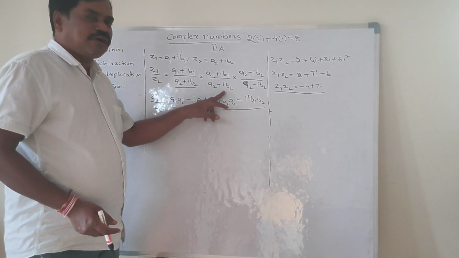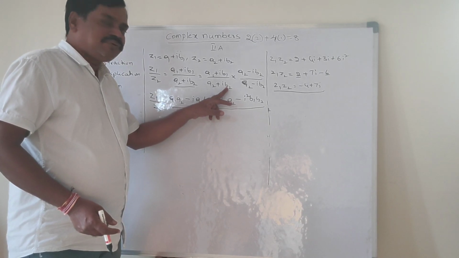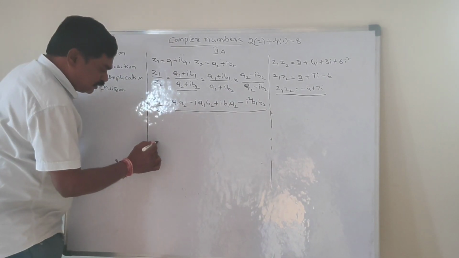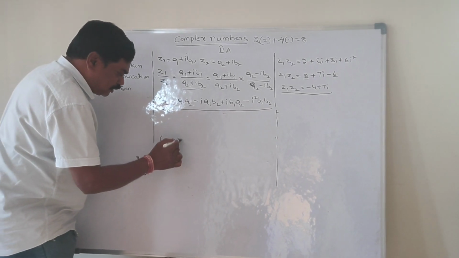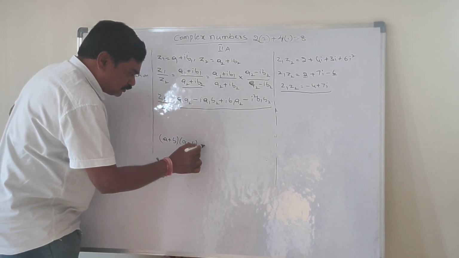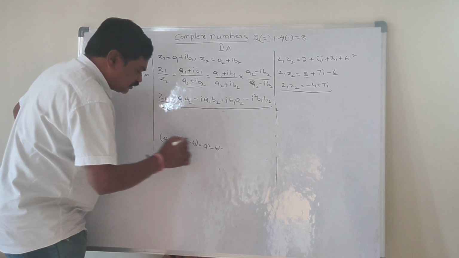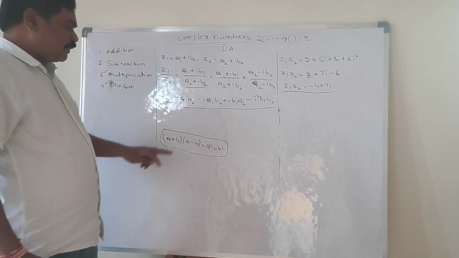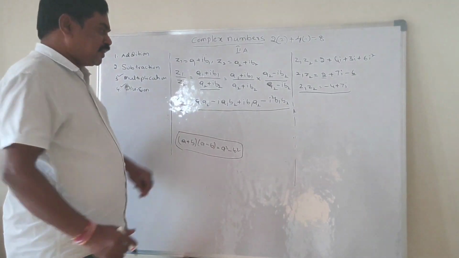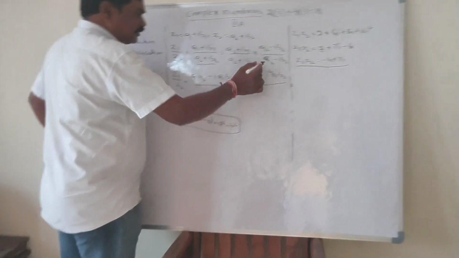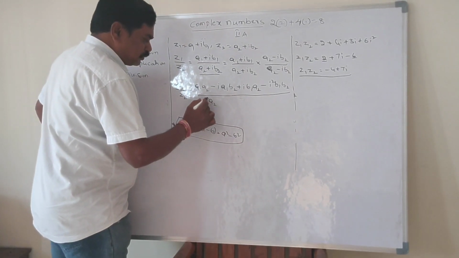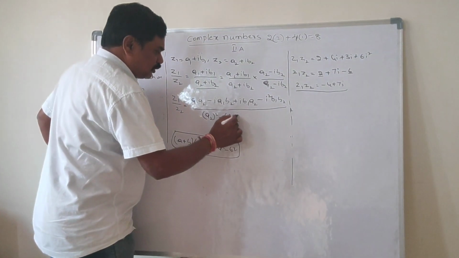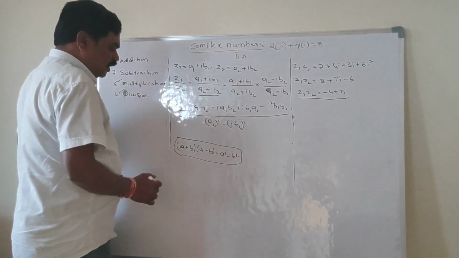So this is in the form of (a plus b) into (a minus b). So we know that (a plus b) into (a minus b) is equal to what? a square minus b square. This is the formula, so by this formula, you can use this. This will be a2 whole square minus (ib2) whole square. Okay, all of you.